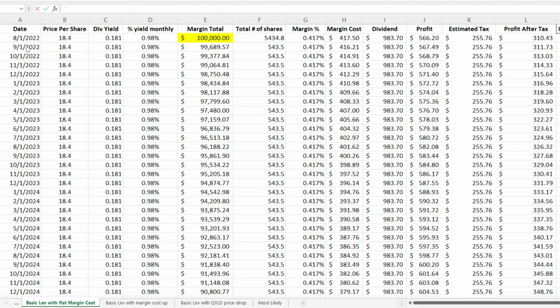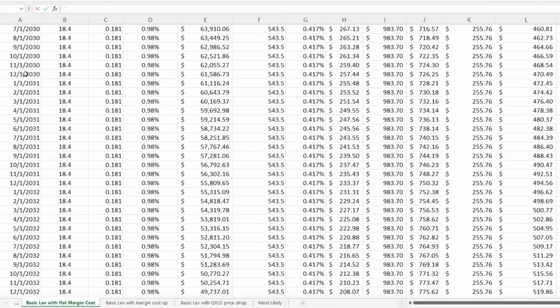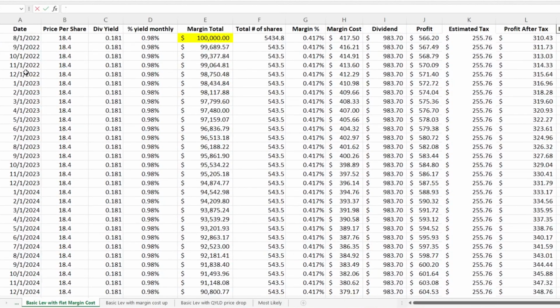So basically, all I did was start on August 1st, 2022, and then move forward until we can pay off our margin loan. For this example, we're going to take an initial investment of $100,000, all borrowed on margin. Now, you could change this and it would do the same thing. It would just be lower or higher depending on how much you borrowed.